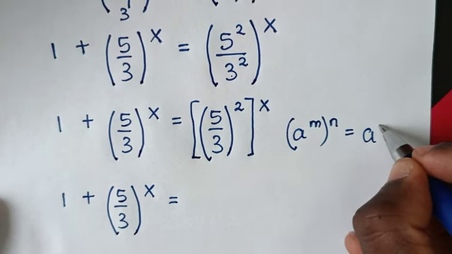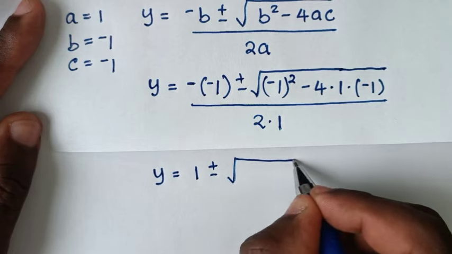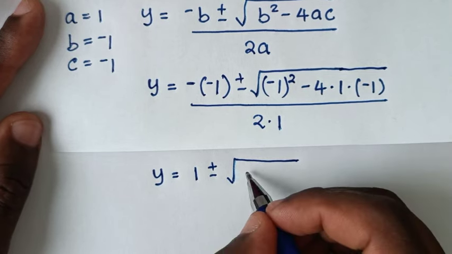Then in the next step, it will be y = negative negative 1, which is positive 1, plus or minus the square root of negative 1 squared, which is 1.